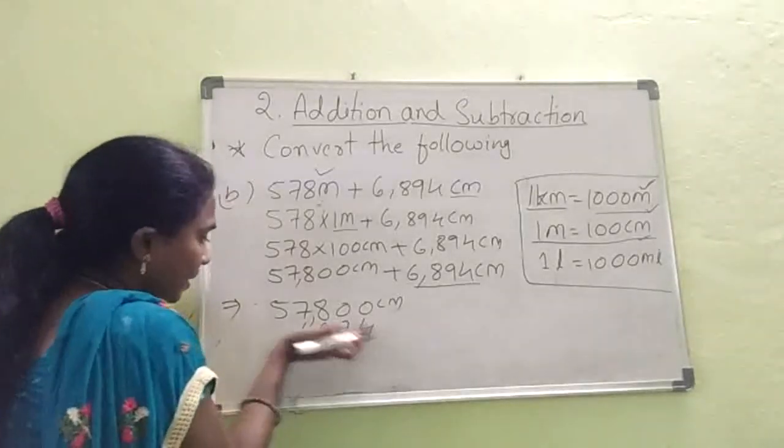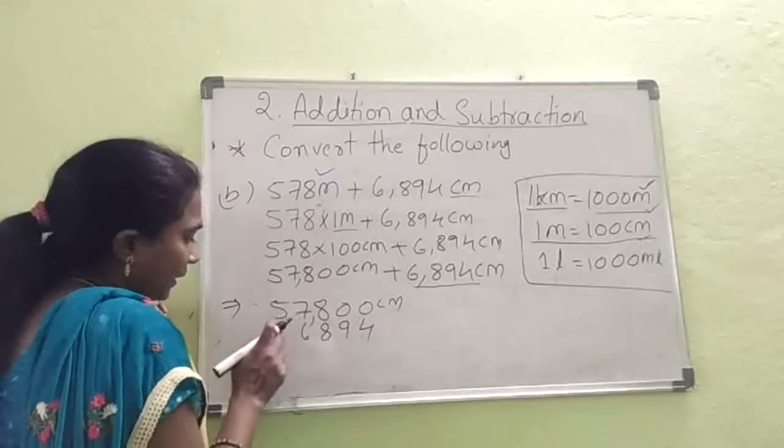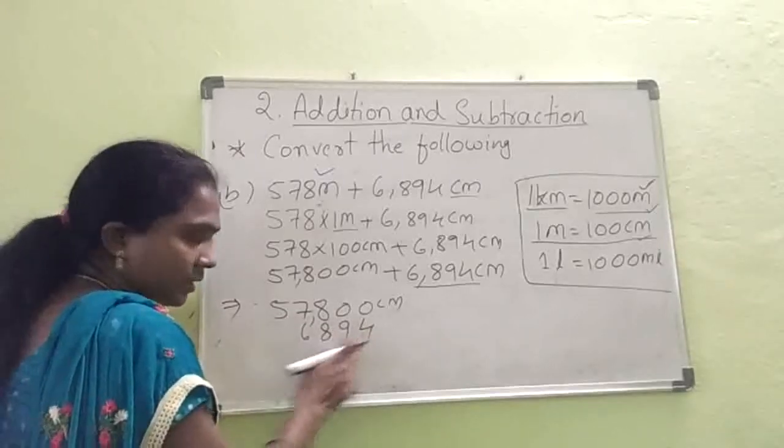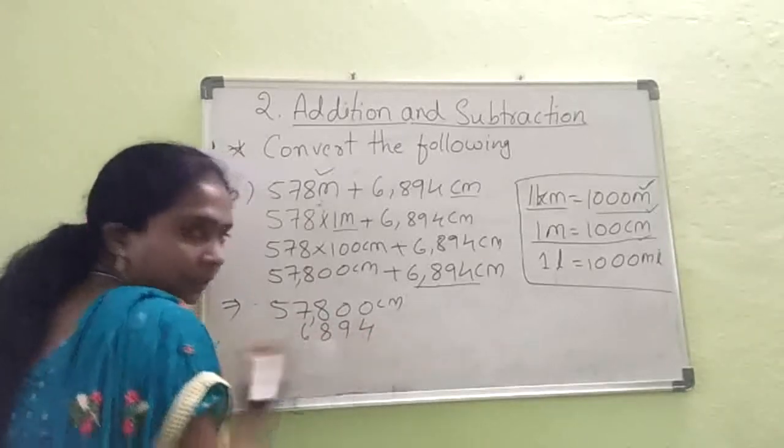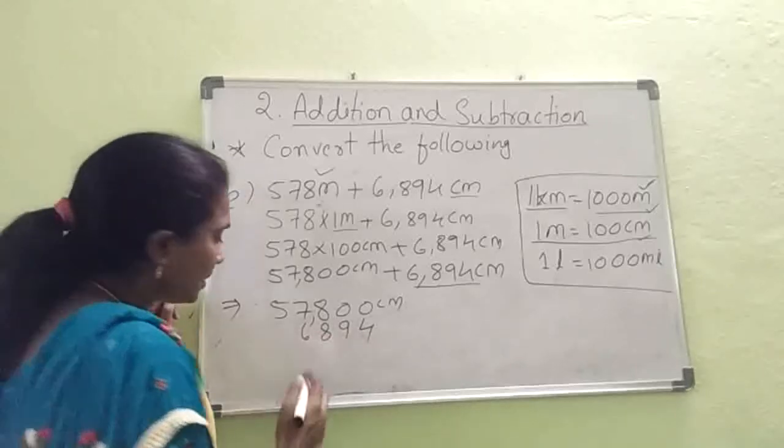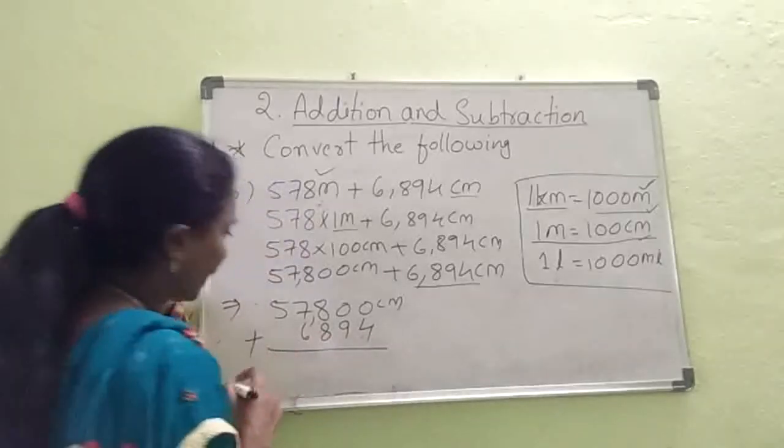But don't write this number starting from the left side, right? Here 6, 8, 9, 4, that is wrong. First start with the right side, placing of the digits, right? Now we will do the addition.